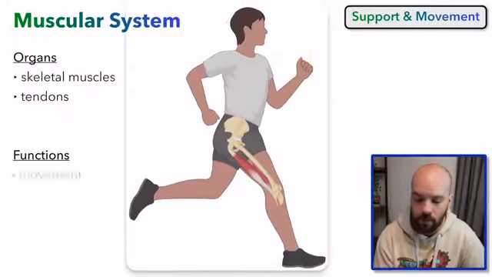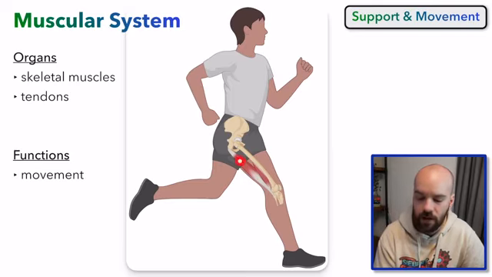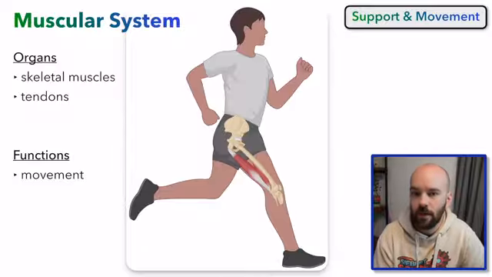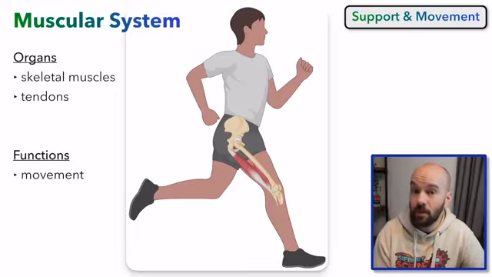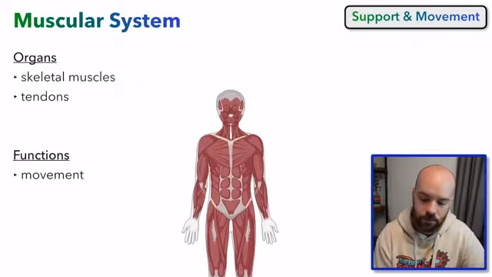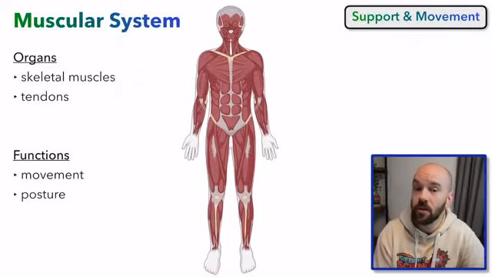be movement. So we've got a person running right here. We've got a hamstring muscle right there that's going to be connected to the pelvis, as well as down here. And so whenever that contracts, that's going to cause a movement of that knee joint. So movement is a big part of the functions of the muscular system. That's not the only function though. Another one is going to be posture.